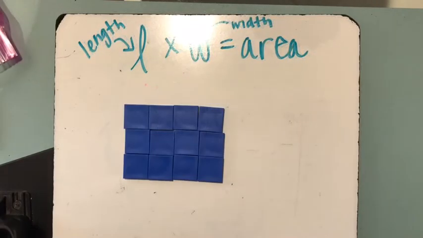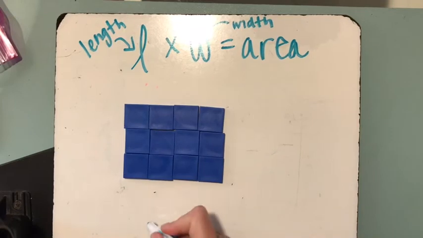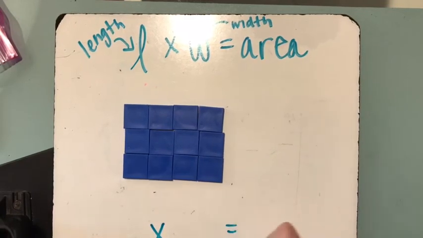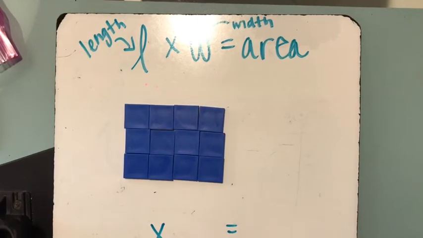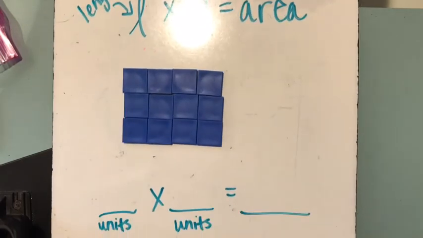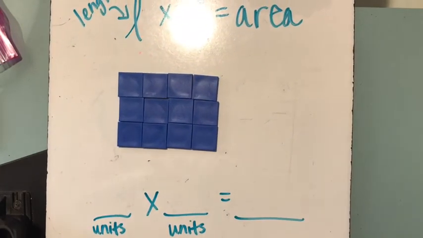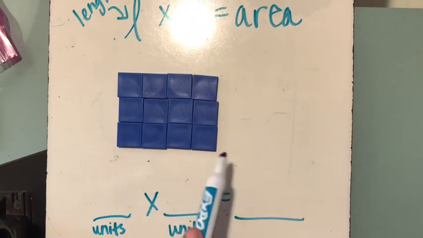Okay, here's our next one. So we need to find, I'm just going to put the units down here because we don't know what they are. So we're just going to call them units. And we need to find the length and the width, right? Oops, sorry you guys can't see that. The length and the width. So what is the length of this rectangle?